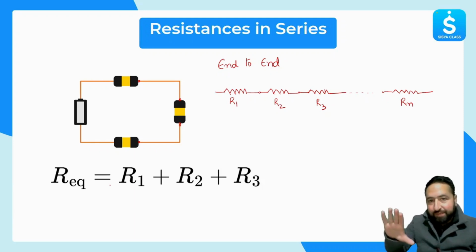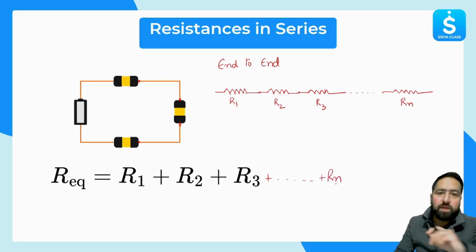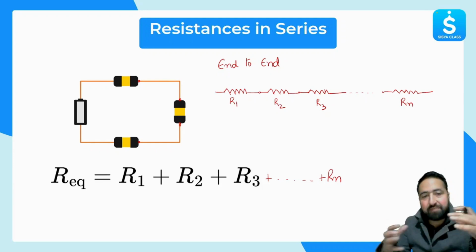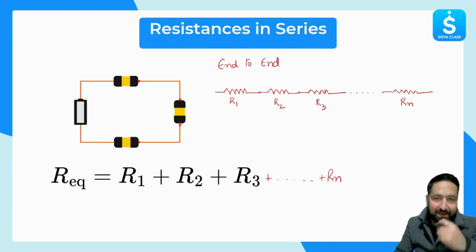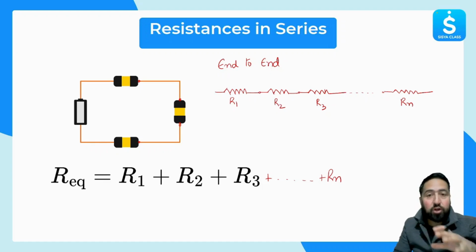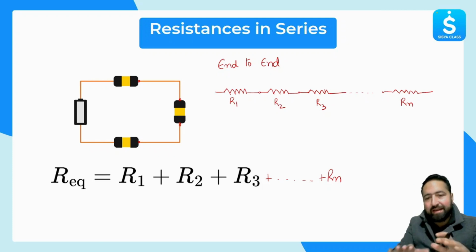So what will be their net resistance when I connect them like this? It will be very simple. The equivalent resistance will be equal to R1 plus R2 plus R3 plus so many resistors as there are, plus Rn. I hope this is clear. You just have to sum all the resistances, and that will give you the equivalent resistance when they are connected in series. I'm not going into the depth of this, I'm not proving it. That's proven using Ohm's law, but I'm just telling you this so that we can solve the questions.